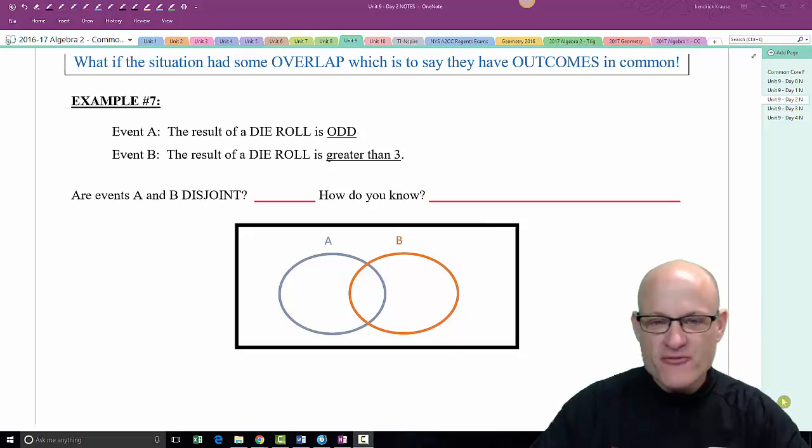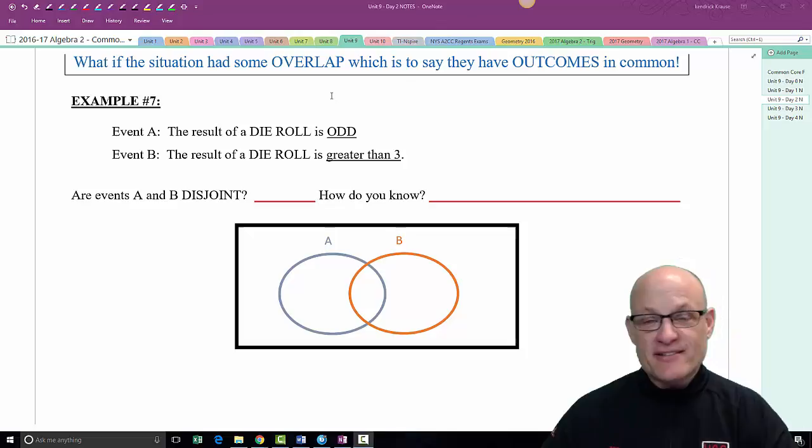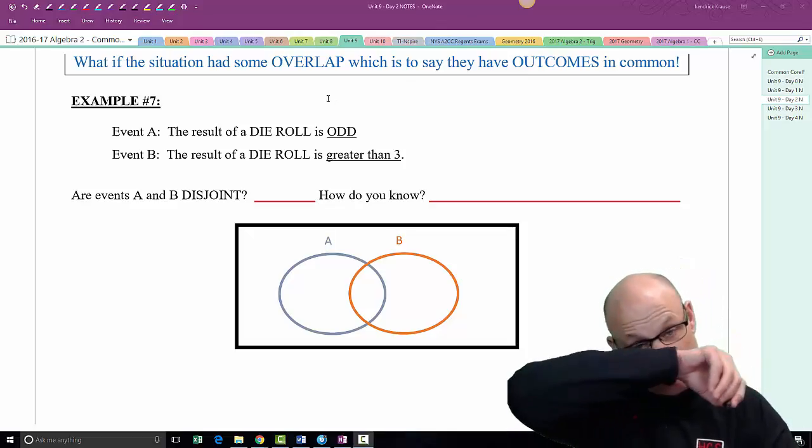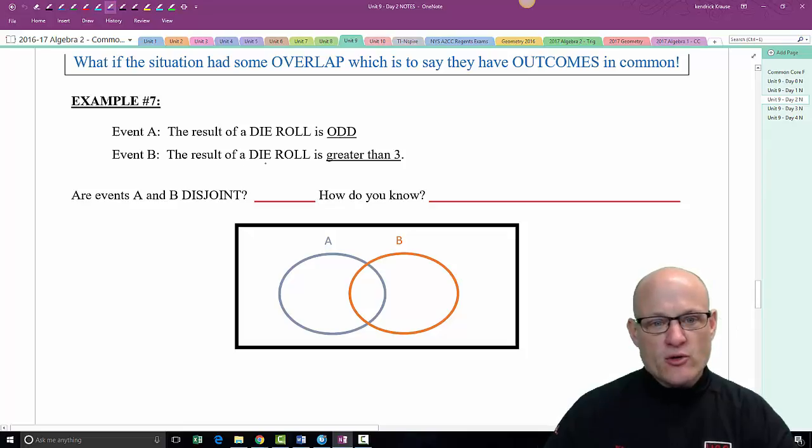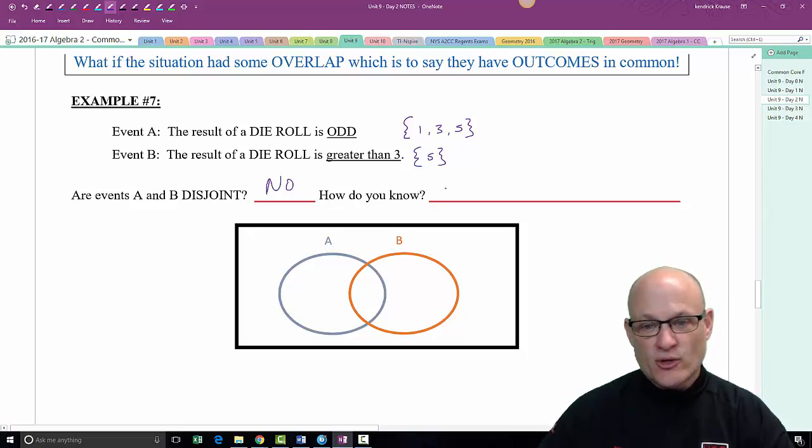Oh yeah, coffee. All right, what if the situation does have some overlap? In other words, what if they have some things in common? For example, let's talk about if a die roll is odd or the result of a roll is greater than 3. Well, odd would be 1, 3, or 5. A result of a die greater than 3 is 4, 5, or 6. Notice they have some things in common. So no, they are not disjoint.